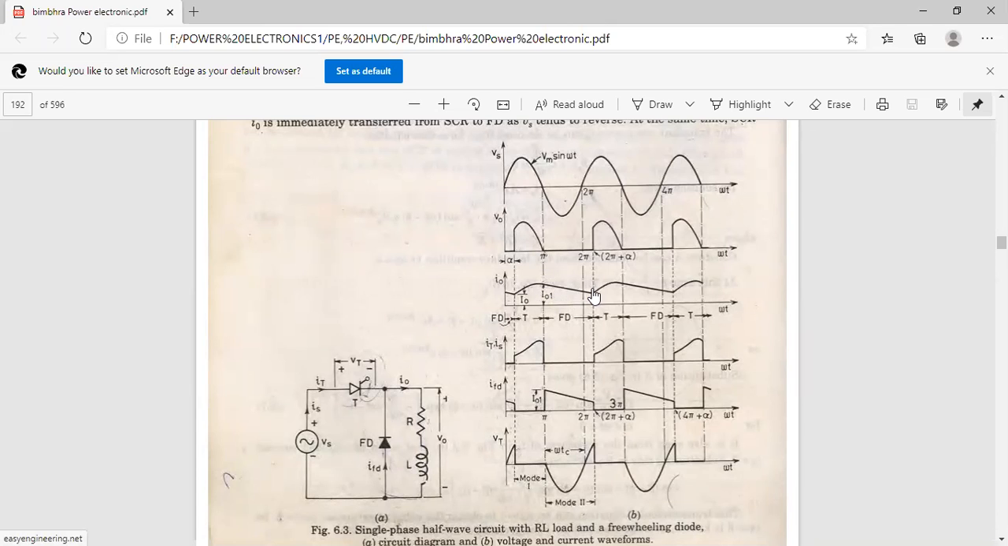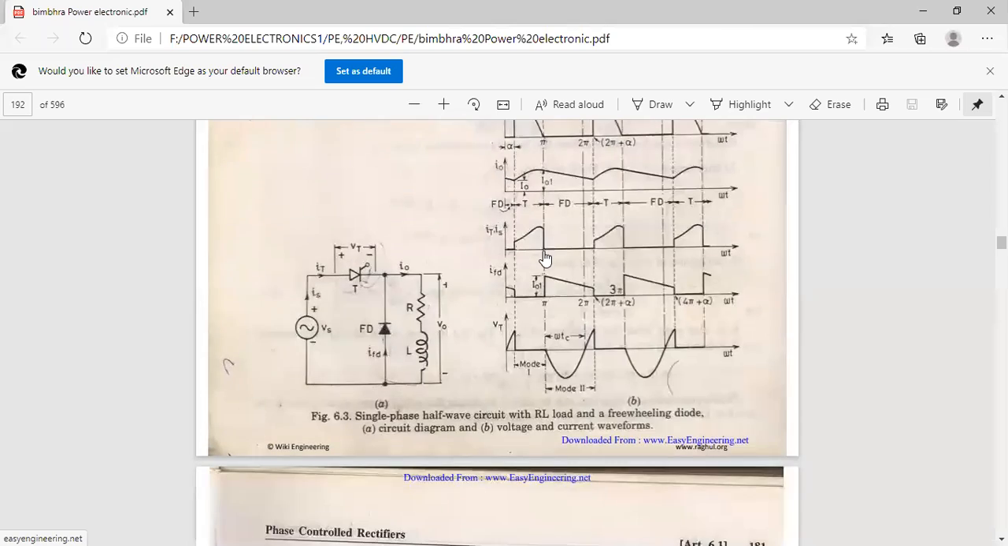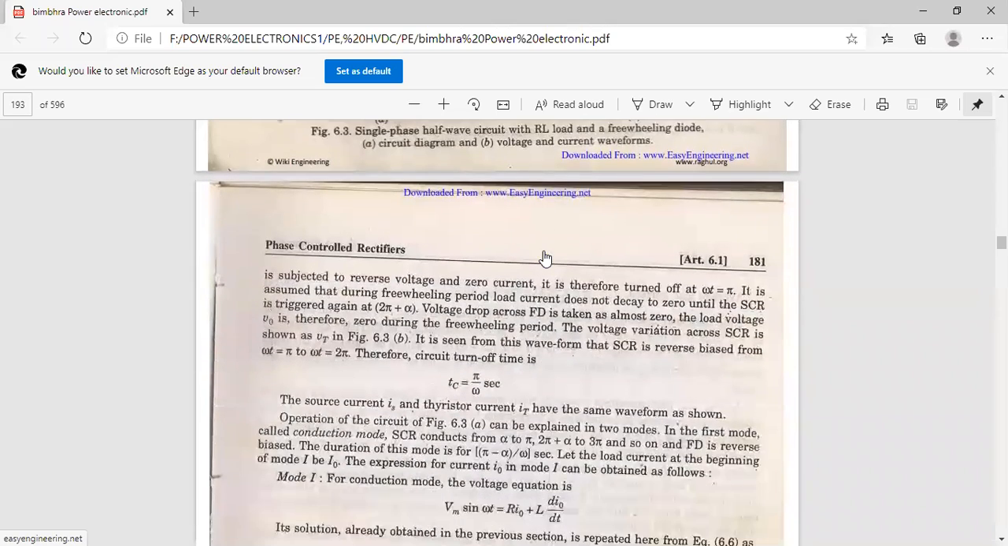From pi onwards, current is decreasing until you give the firing pulse in the next cycle. So there is no negative spike. Therefore, limits are alpha to pi. Therefore, whatever voltage you get for R load, the same output voltage you will get for RL load with freewheeling diode. Okay.